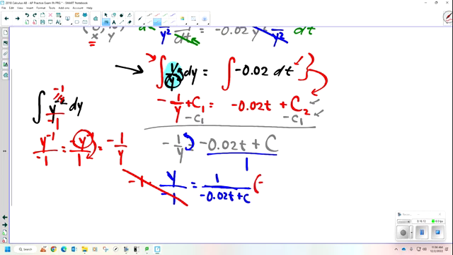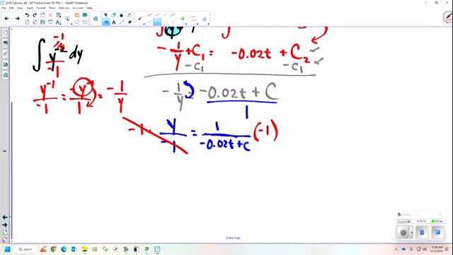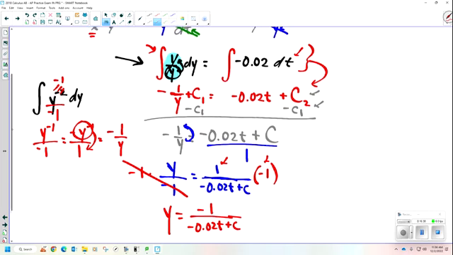And I multiply this side by -1. And I now have, yeah, that I think is an easier way. I got y equals -1 times -1 is -1 over -0.02t plus c. I think that's the easiest way to do this. Now, that would be my equation, except I need a c value. I can't just leave a c in there. I need an actual equation.